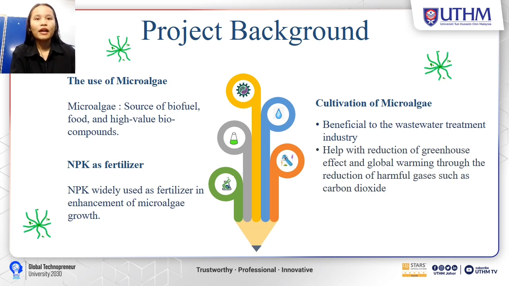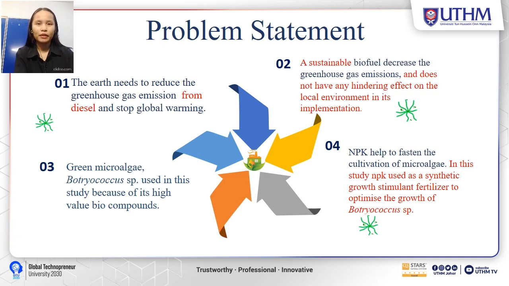So in this study, we are using NPK as a fertilizer to grow the Botryococcus sp. NPK is widely used as a fertilizer in enhancement of microalgae growth. Next is problem statement. So the Earth needs to reduce the greenhouse gas emission from diesel to stop global warming. A sustainable biofuel decreases the greenhouse gas emissions and does not have any hindering effect on the local environment in its implementation. So it is good for us to practice this kind of biofuel.